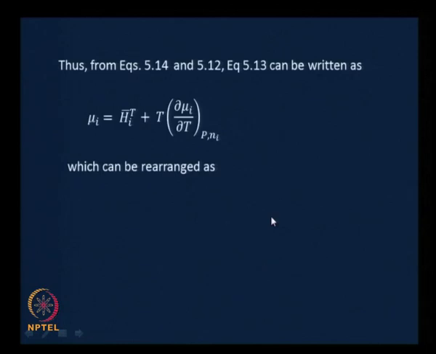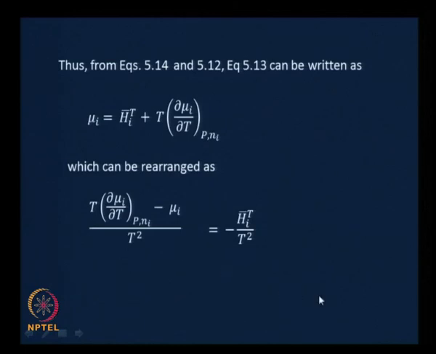which can be rearranged as follows. I am just rearranging this: T ∂μ_i/∂T at constant P and n_i minus μ_i, divided by T squared, is nothing but minus H_i^t hash by T squared, just a rearrangement.